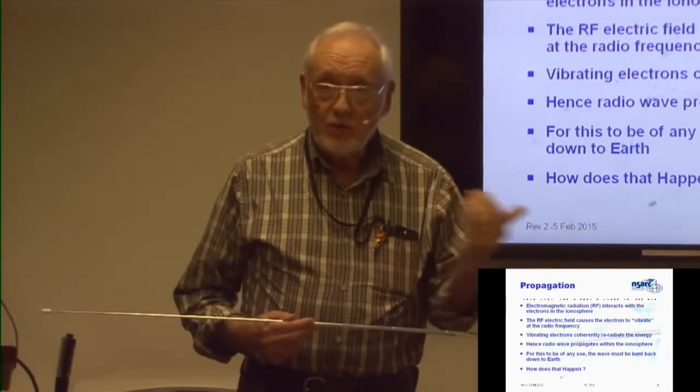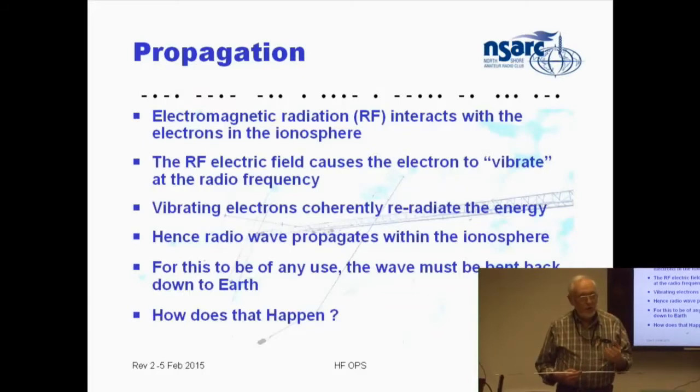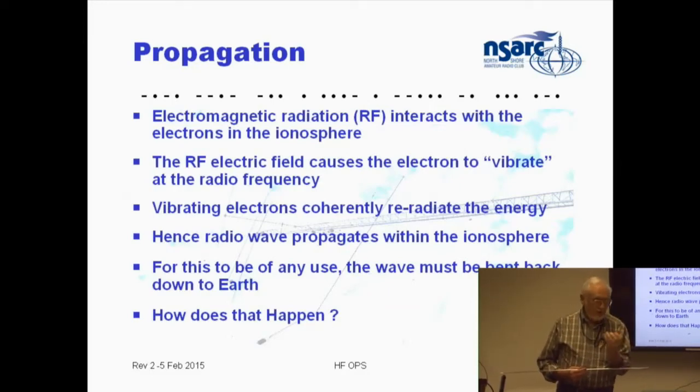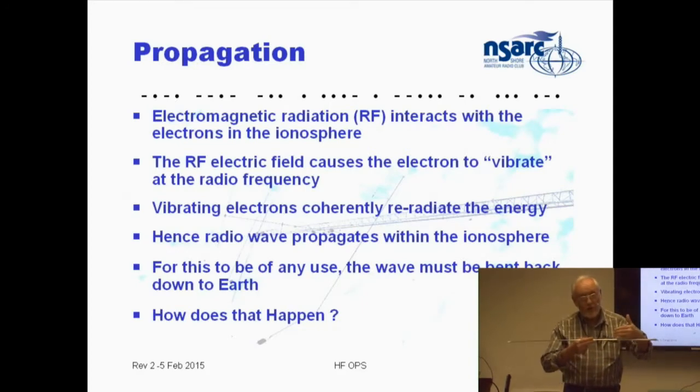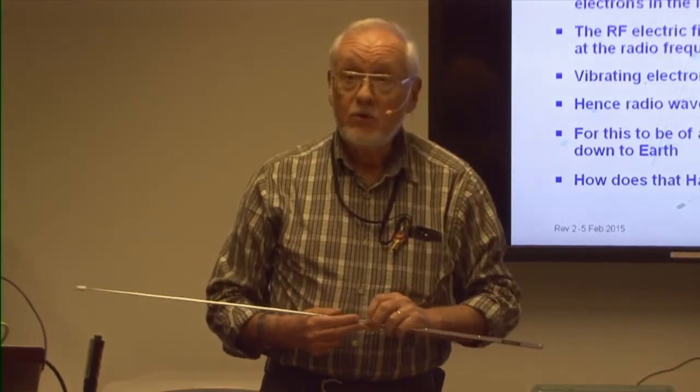And because it's an AC field, RF, the interaction with the electron causes the electron, and I use the word vibrate just to keep it simple, to vibrate in sympathy with the frequency of the wave. And that means that the electron is accelerating, going this way, that way, this way, that way, in response to the RF frequency. If you have an accelerating electron, it radiates. You accelerate an electron, you get radiation. So the energy, you can think of it as passing from the electromagnetic wave to the electrons, where it's absorbed, and the electrons re-radiate it. And by repeating that process, the signal passes into the ionosphere without much attenuation whatsoever.